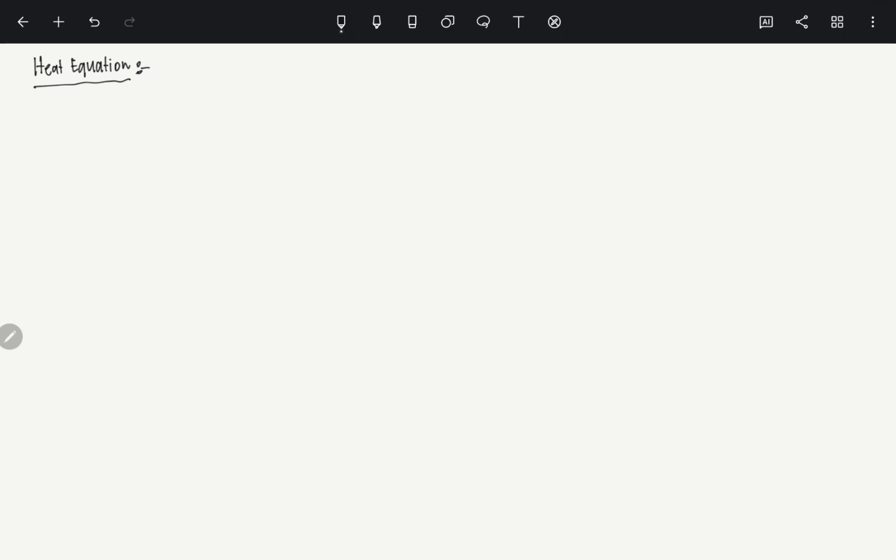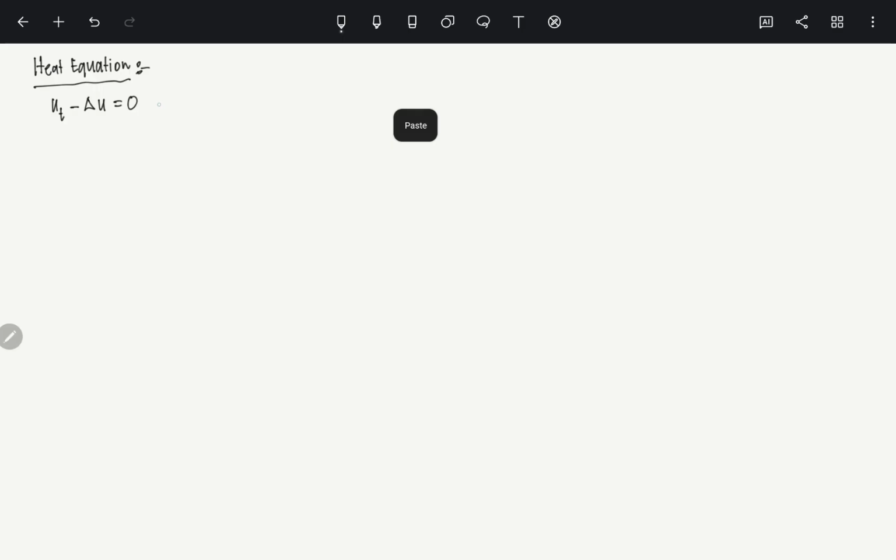Hello students, in this video, this is the last part of our second order equations, and this part we will call the heat equation. The equation which we are interested in looks like this: ut minus Laplacian u equals 0. This is, of course, in some domain. I will explain again what the domain is.